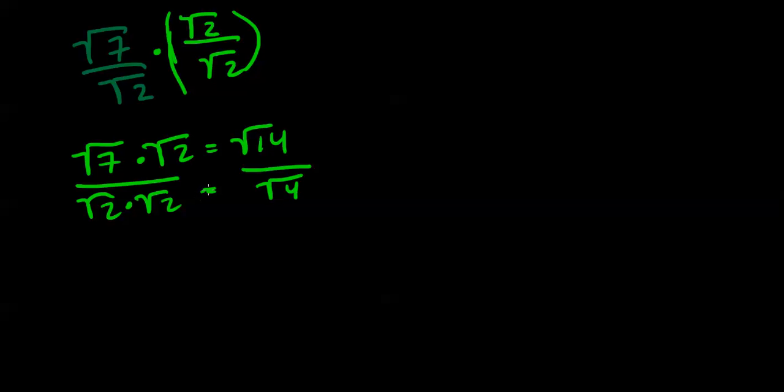So the bottom can be simplified. The square root of 4 is going to give us 2. So we have radical 14 over 2, and this is rationalizing the denominator.